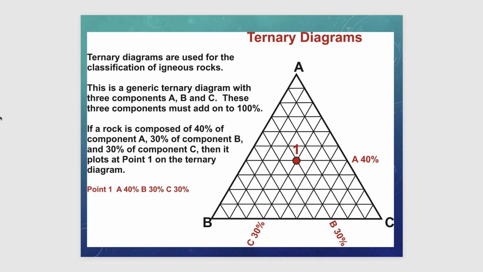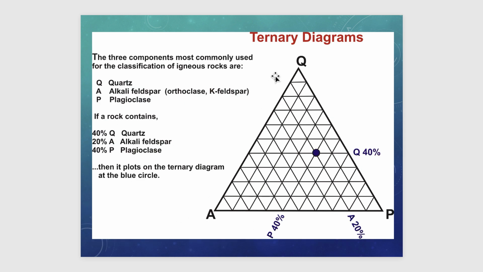Let's move on and look at another example. This time we use the proper terms, so we have a QAP diagram. In this particular case, we have the alkali feldspar here, quartz here, and that's plagioclase. And we have a point here which has 40% quartz, 20% alkali feldspar, and 40% plagioclase. Okay, how do you plot that point?